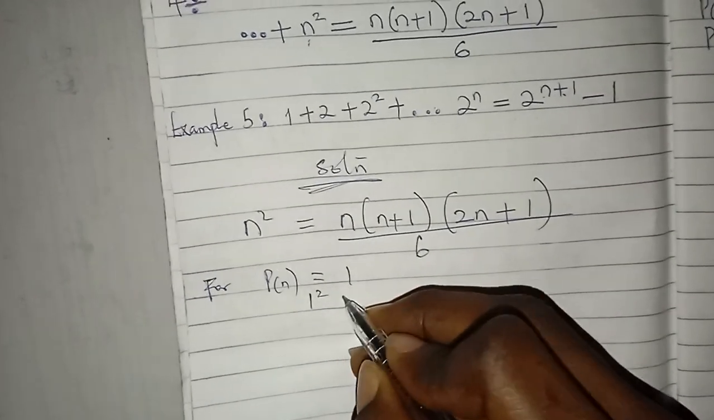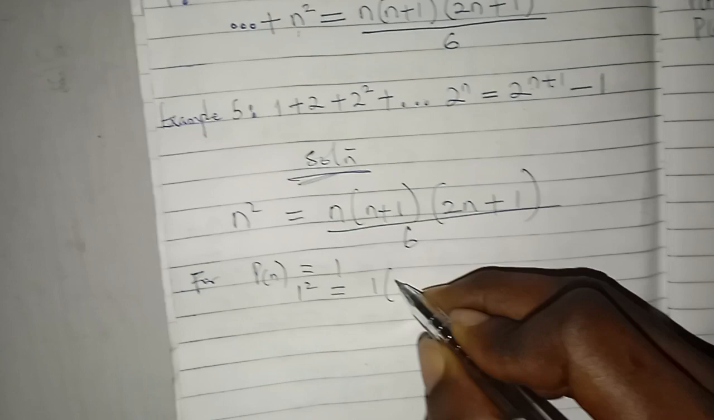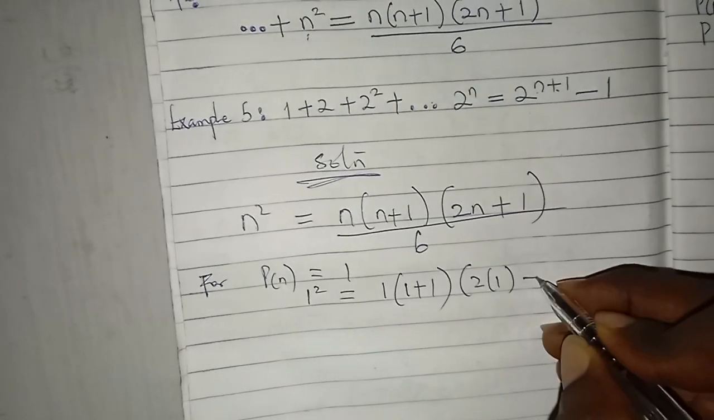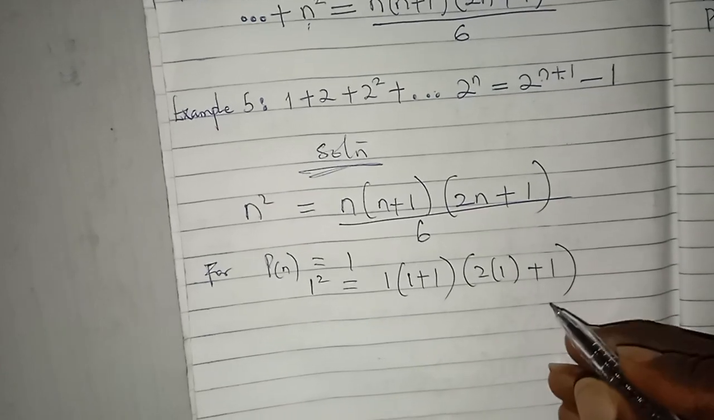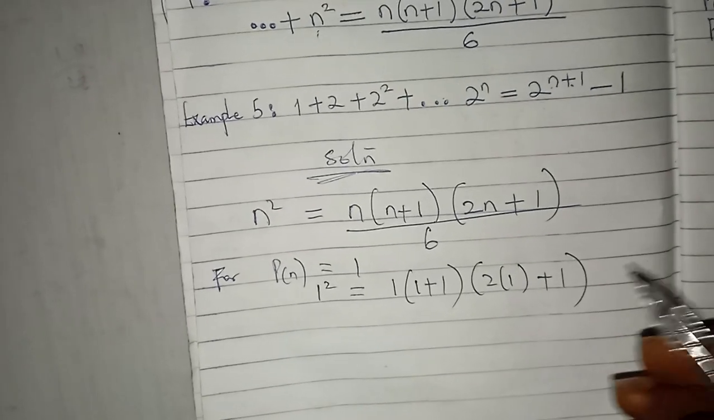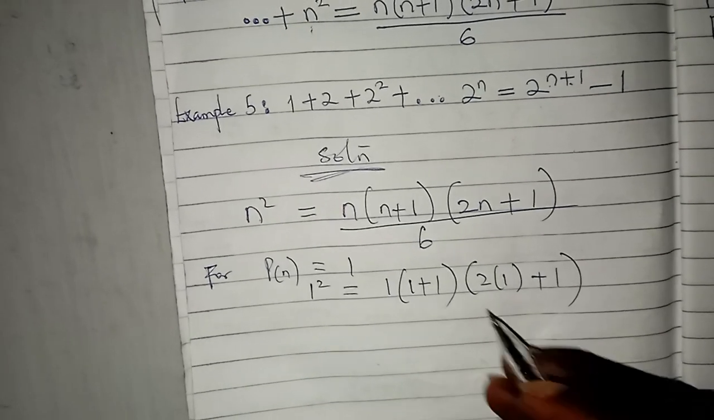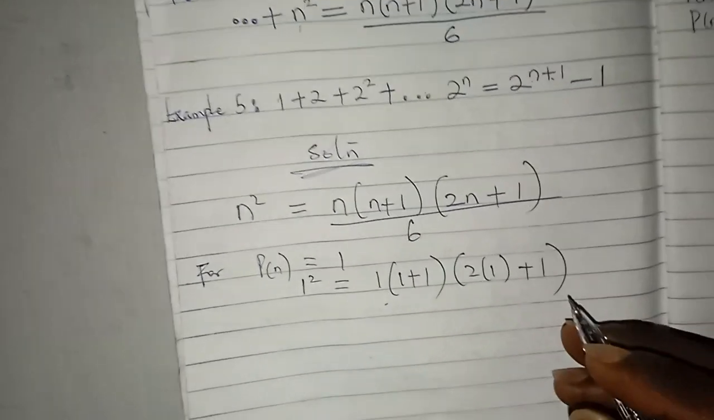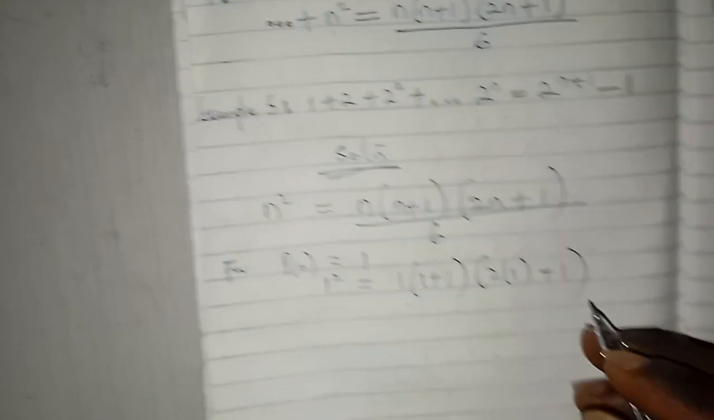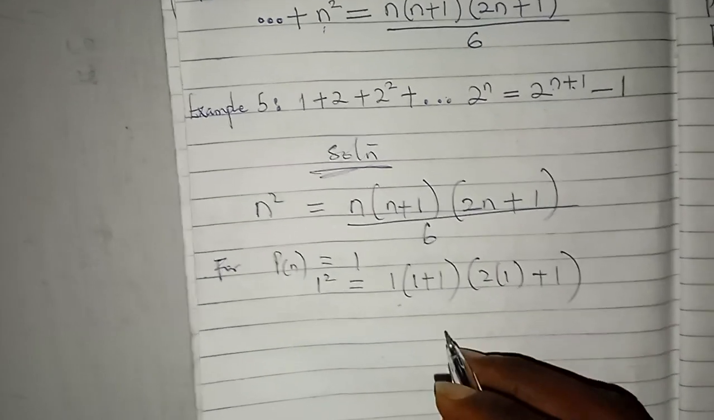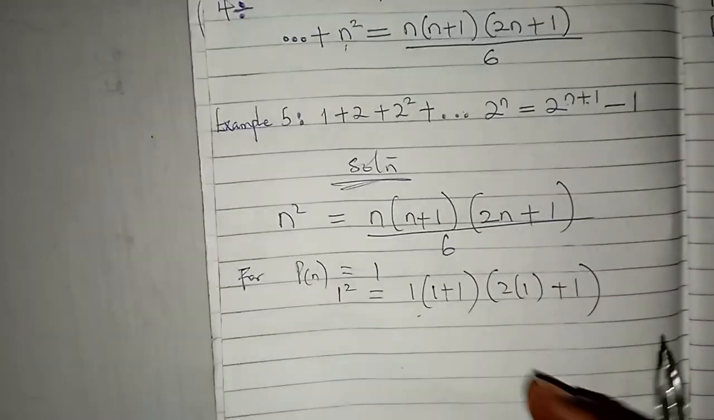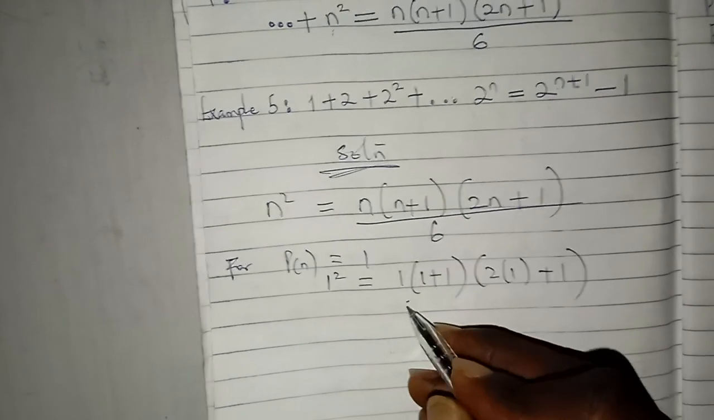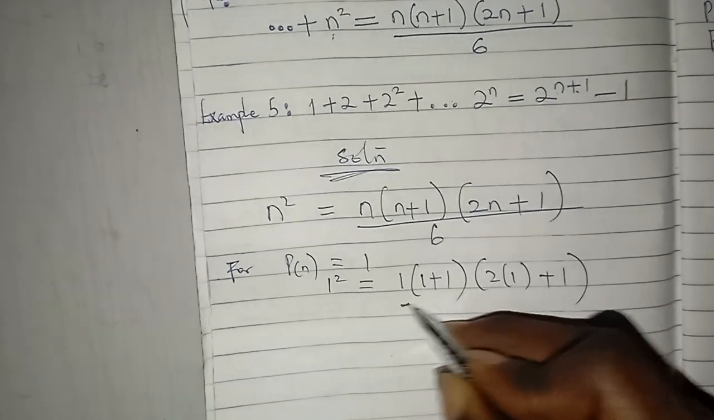I'll have 1 squared equals 1 into 1 plus 1 into 2 into 1. Even if you do this and it doesn't work, you can still get it using this method I'm teaching you. Even if 1 does not prove it, it is proper that 1 proves it according to the law. If it doesn't prove it, it means it's not correct. But I tell you, if you use this method, once you're able to set your P of k upright, it will always be correct. You always get the final answer.